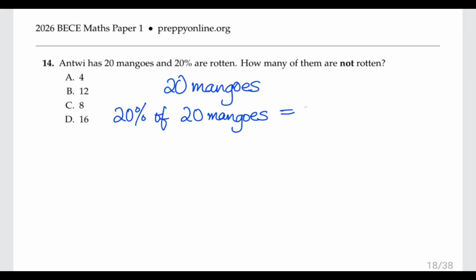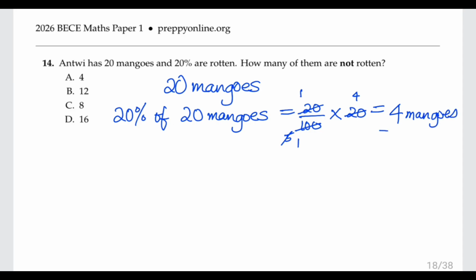Well, it's just going to be 20 over 100. That's the same as 20% times 20. And what does that give us? Well, we can cancel. 20 goes here 1. It goes here 5. And then 5 goes here 1. Goes here 4. So we have 4 mangoes. 20% of 20 mangoes is 4 mangoes.